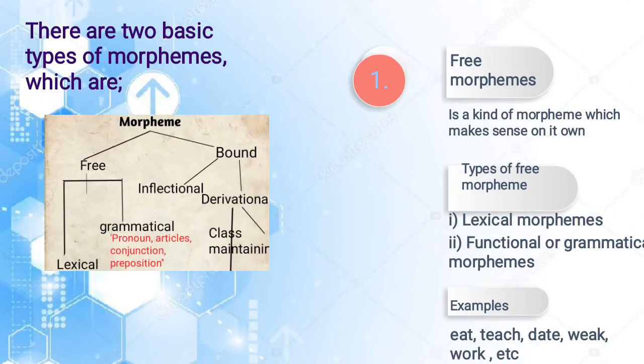And there are 2 basic types of morphemes. 1 is the free morphemes. Free morpheme is a type of morpheme, and under free morphemes we have types. That's the lexical morphemes. Secondly, functional or grammatical morphemes. Lexical and functional or grammatical morphemes are under free morphemes, and free morphemes are under types of morphemes. So we have examples of free morphemes: eat, teach, date, week, work, etc.